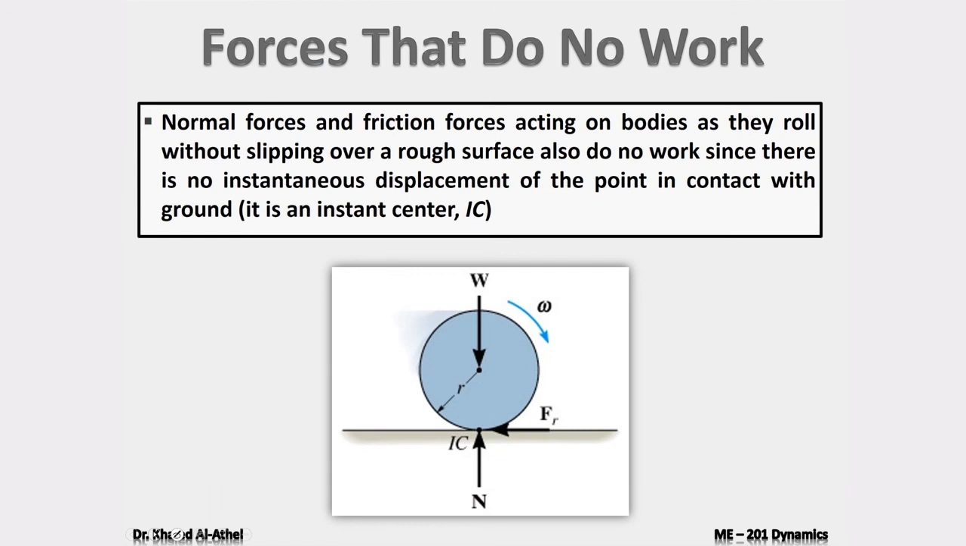Also, normal forces and friction forces acting on bodies as they roll without slipping over a rough surface do not do work. Because remember, if you have rolling without slipping, it means that this point is the instantaneous center of zero velocity, no motion. Therefore, the friction force will not give me any work because that point is not moving. And also the normal force usually does not give work because it is normal to the surface of motion. So it does not give me any work.